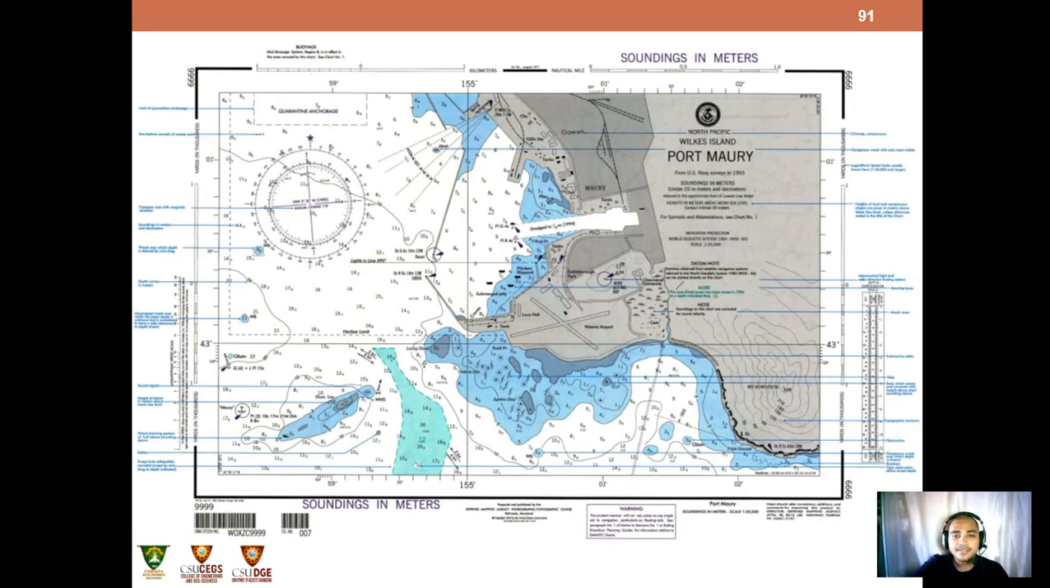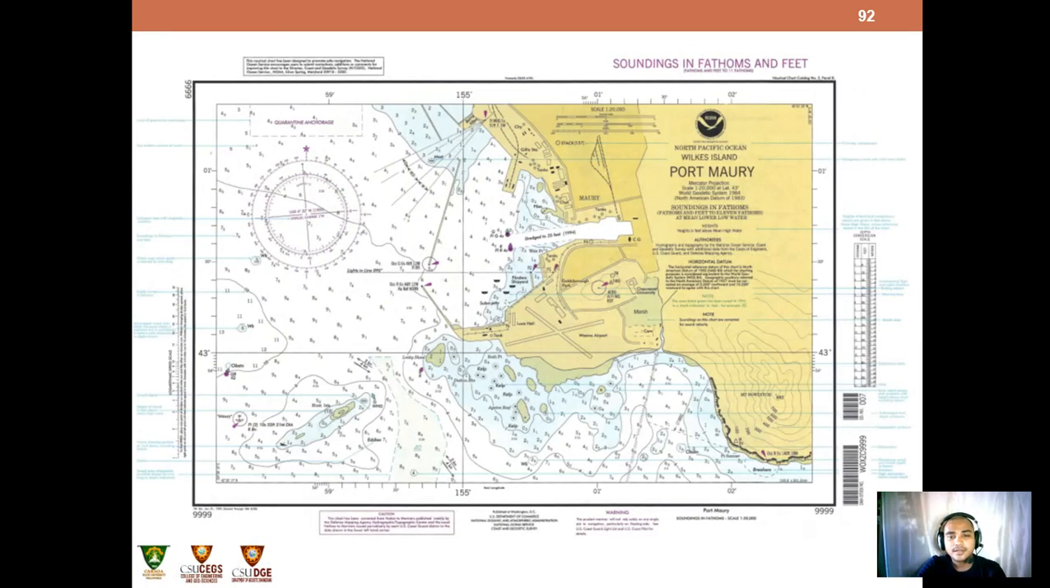For example, this kind of a nautical chart. The heavy line there represents the shoreline. Heavy shoreline. So, that's the shoreline. Another one, so as you can see, the heavy lines indicate shorelines.